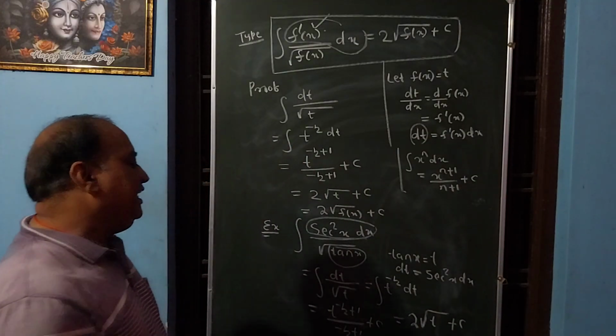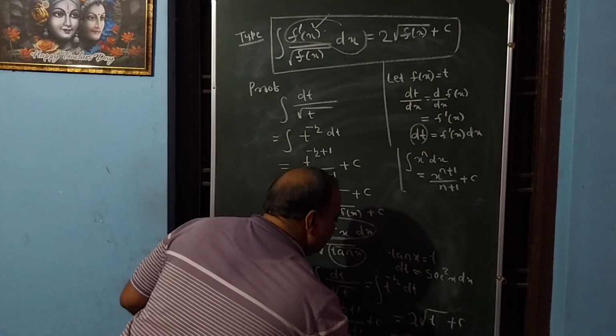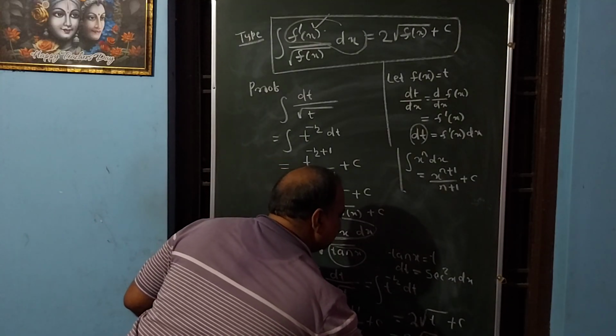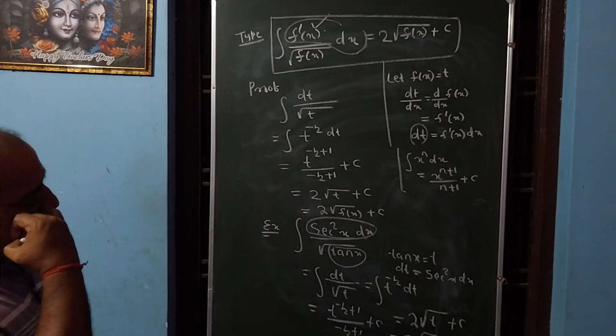So in place of t we have to put tan x. So we get 2 root over of tan x plus c. Okay, so this is the integration value.